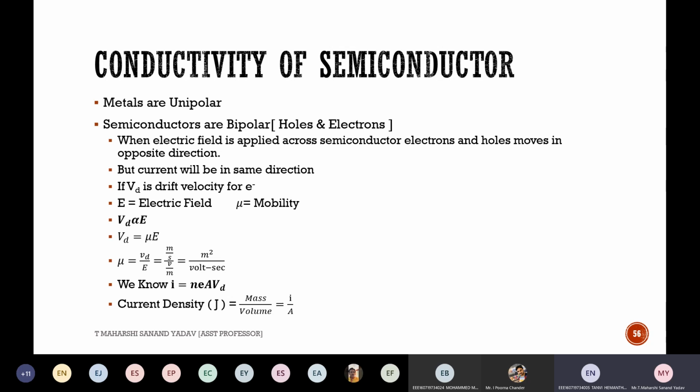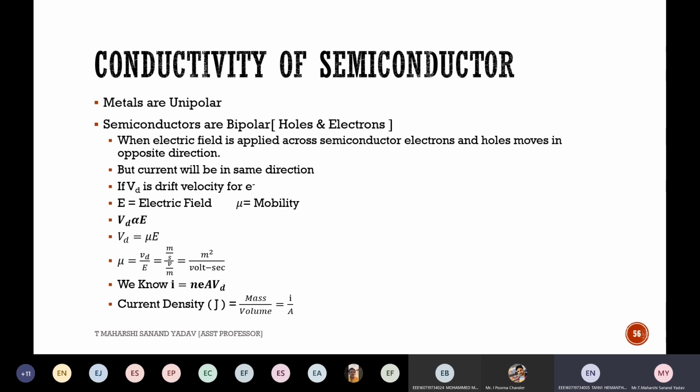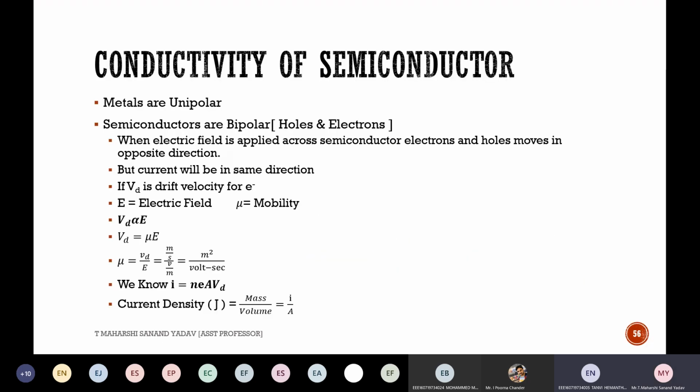Two cases: VTH greater than VZ, and VTH less than VZ. What is VTH? Thevenin's voltage. What is the formula? VI into RL by R plus RL. You should not remember it like this. You need to say it as total voltage into opposite resistance by total resistance.